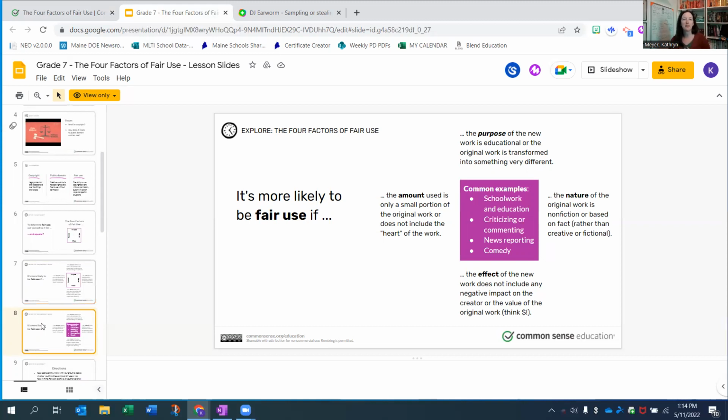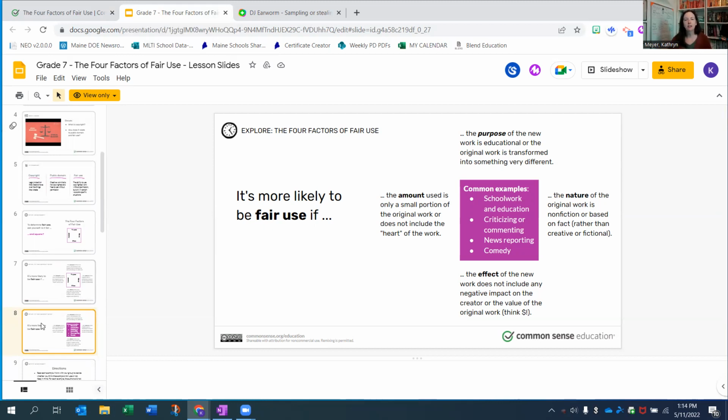So it's more likely to be fair use if the amount that you're using is just a small portion, or as Jonathan explained in his video yesterday, it does not include the heart of the work. The purpose being educational, or the original work being transformed into something that's very different from the original. The nature of the work is nonfiction or based on fact rather than someone's creative endeavor.